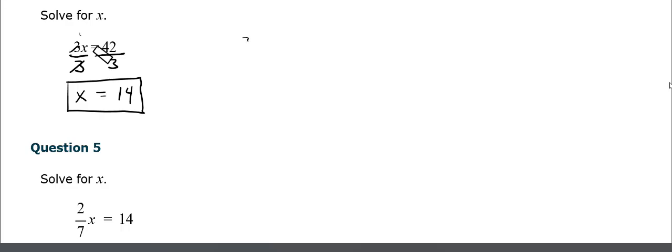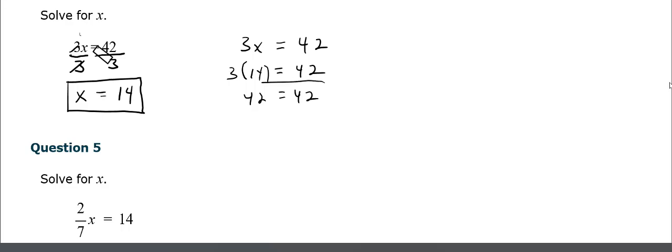And again, you can check this if you'd like. I'm replacing x with 14. And 3 times 14 is 42. So again, since the left-hand side equals the right-hand side, x equals 14 is my solution.